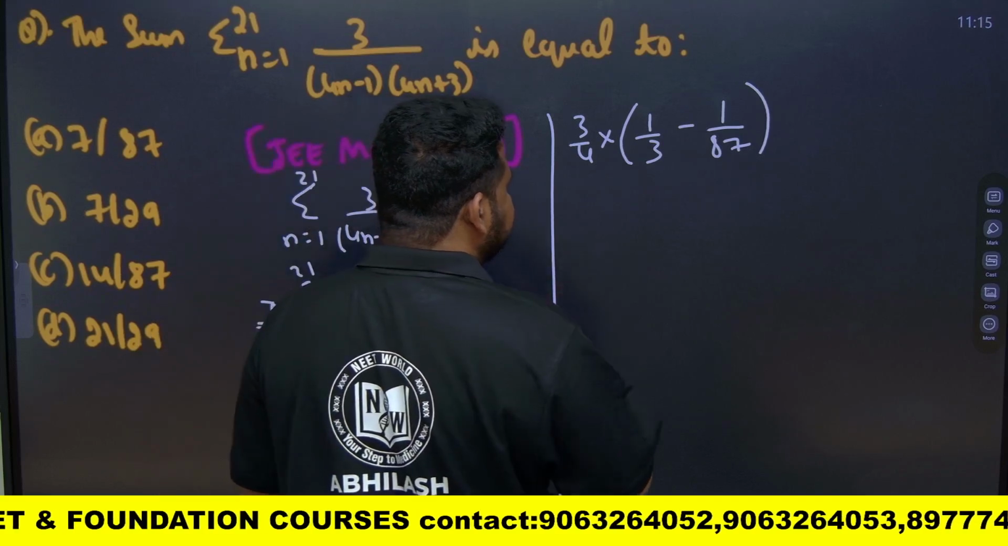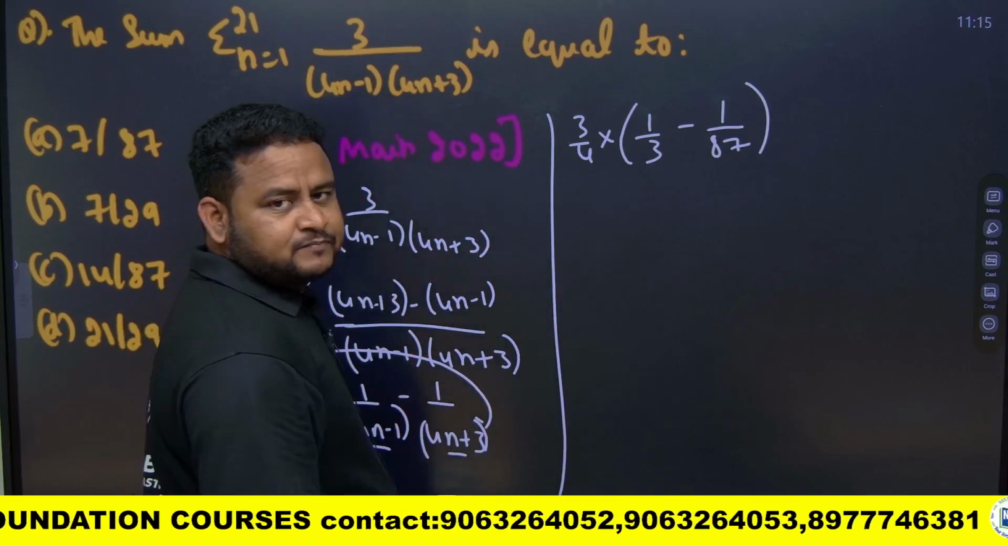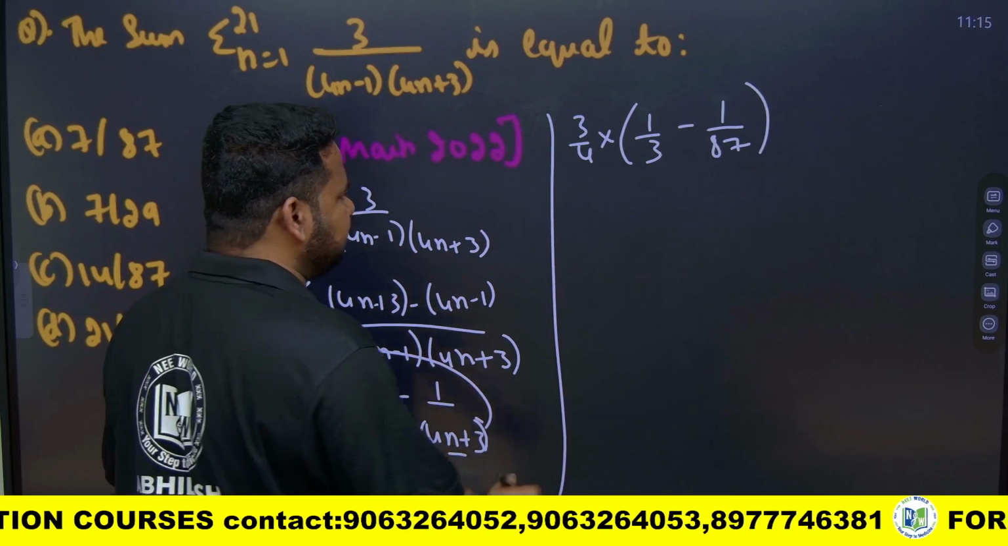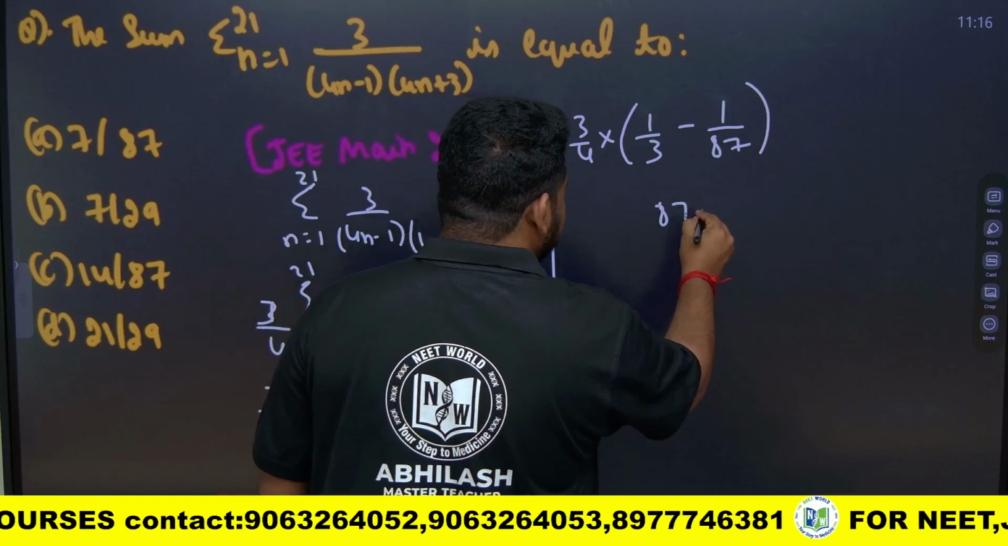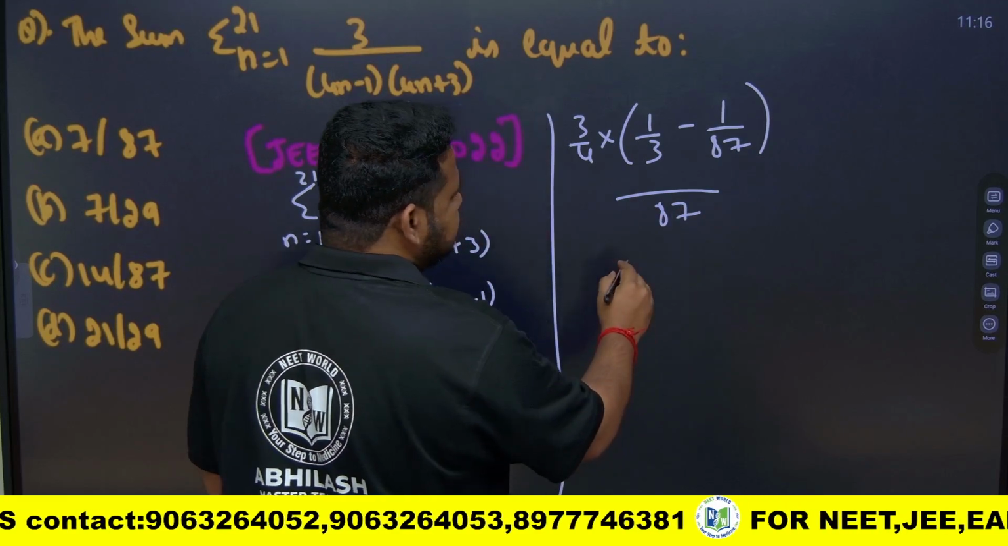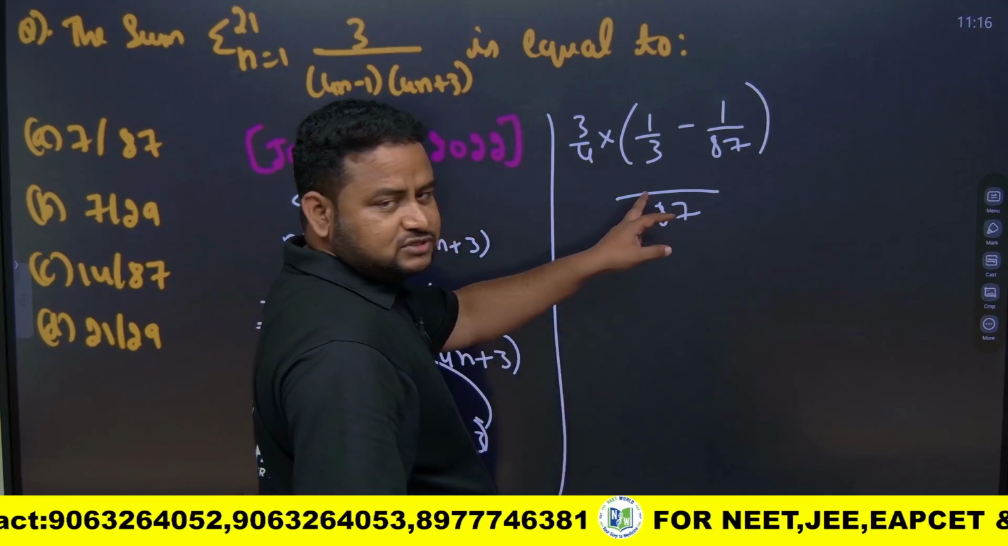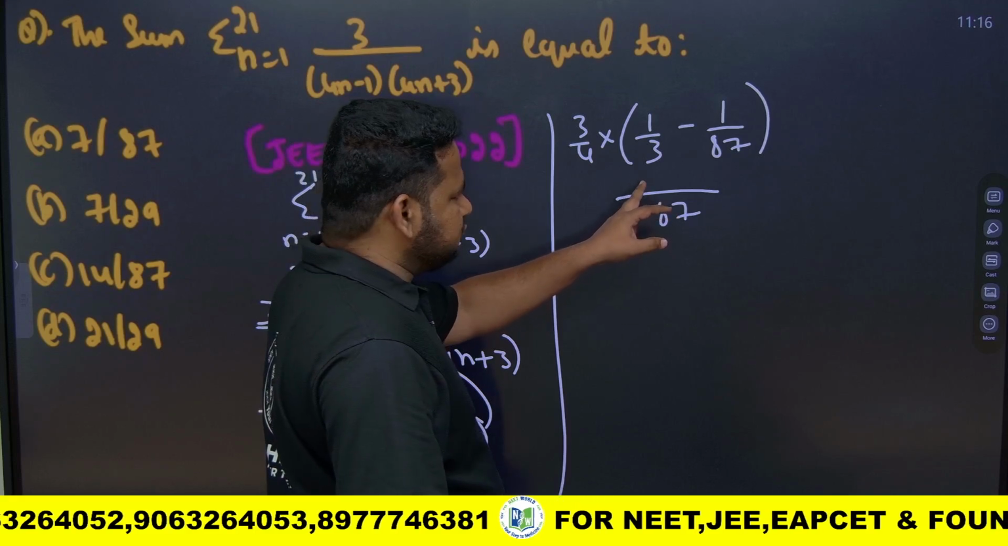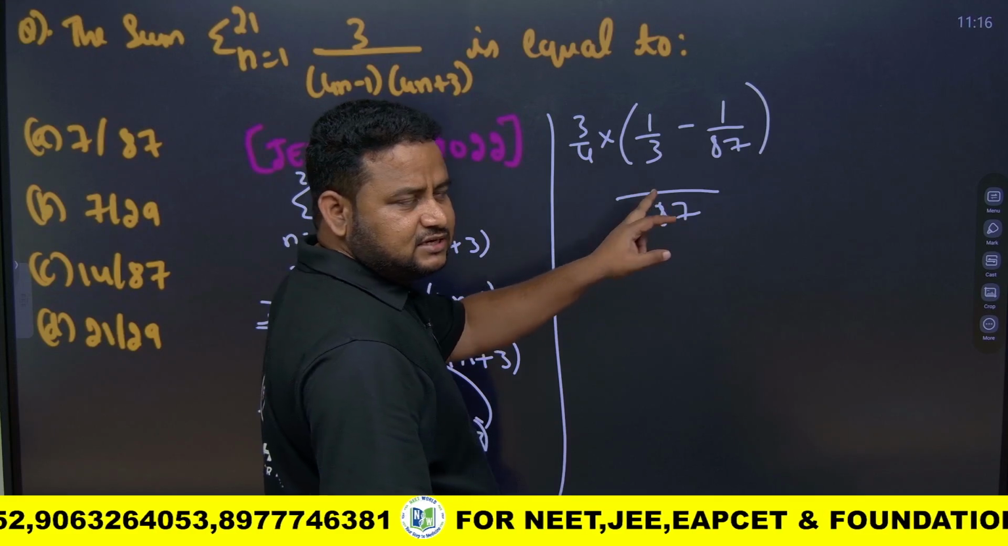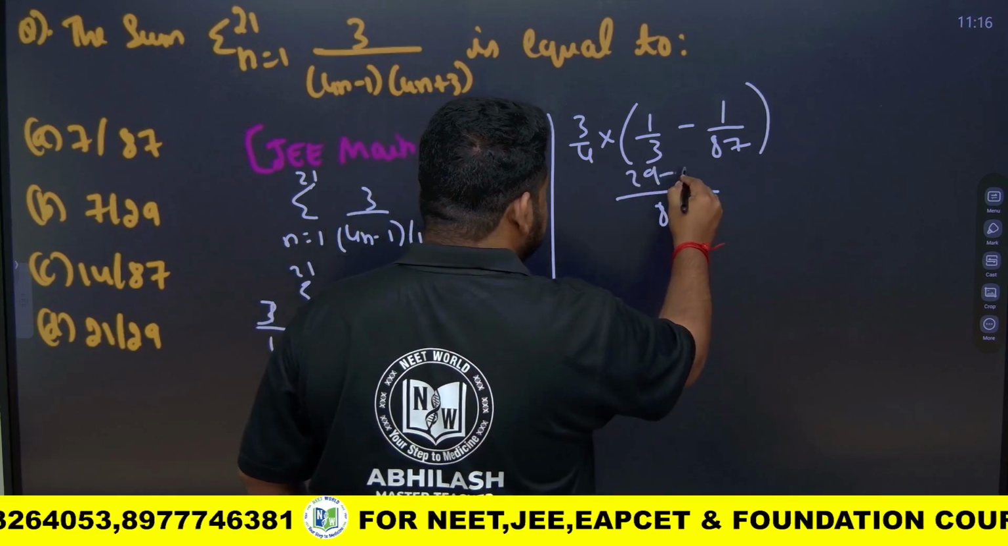Now if I have to take the LCM, what is the LCM of 3 and 87? The LCM will be 87 itself. This will be 3 2s are 6, and what is this? 3 2s are 6 and 27, 3 9s are 27. So 29 minus, what is this?